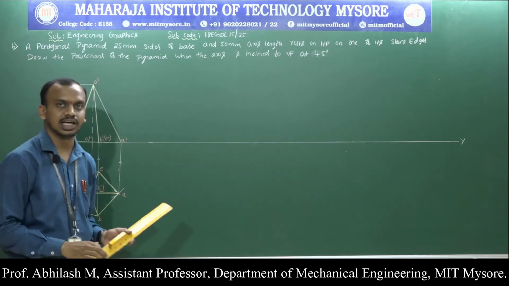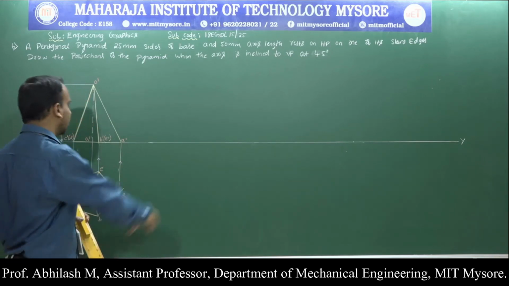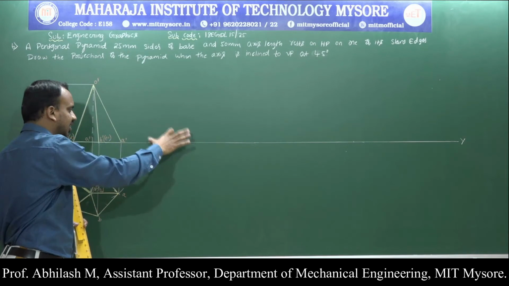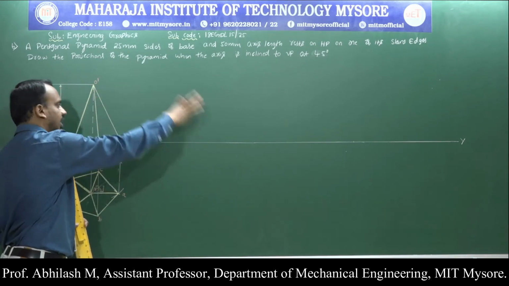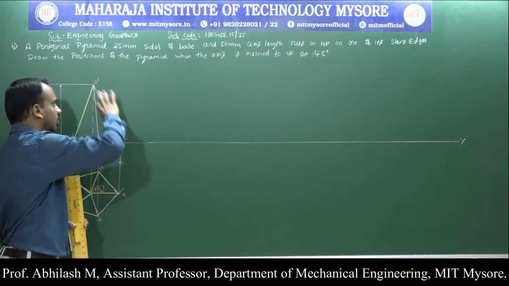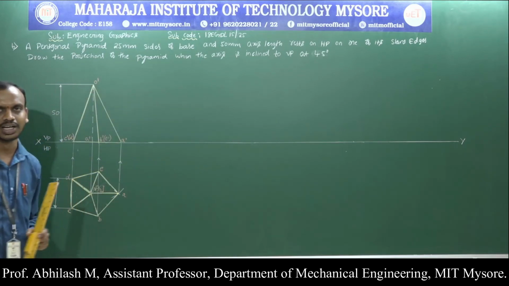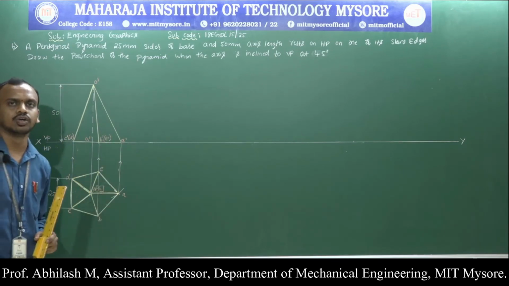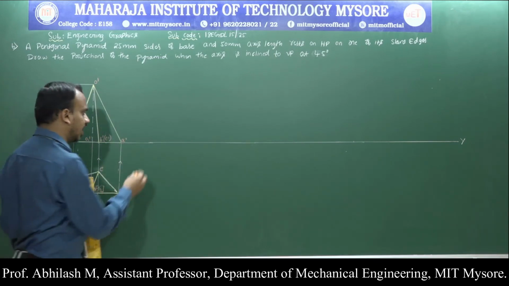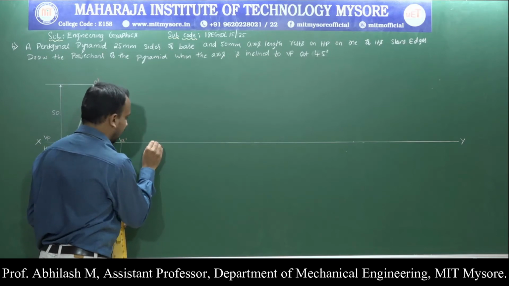Now what is the condition they are specifying? They are specifying that it is completely resting on one of its slant edges. Either you can take this particular slant edge, or you are supposed to take this particular slant edge itself, that is from O dash to A dash. In order to do that, what are we supposed to do? First, identify the point A dash.